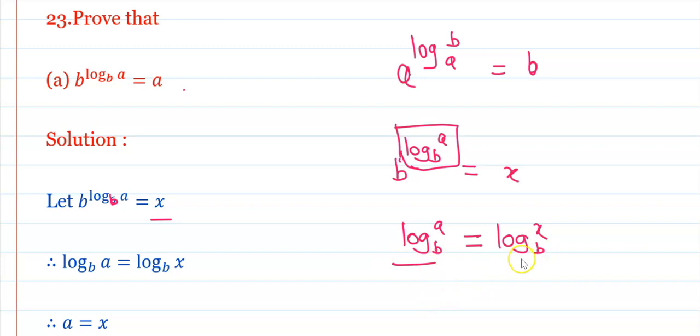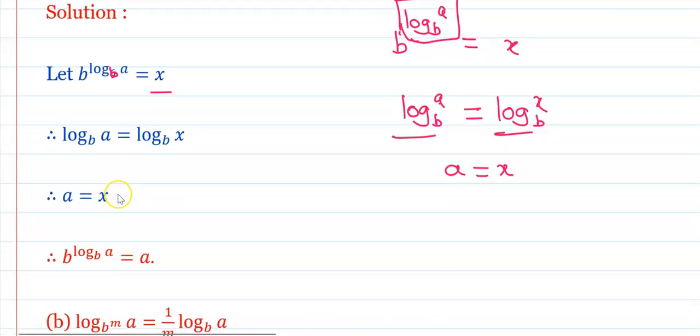आता हे दोन लॉग्स आहेत त्या दोघांचा बेस कसा आहे तर सेम आहे. Then you will get a is equals to x. It means that a is equals to x. Okay. Here a is equals to x. But what is x? X means what? b raised to log of a to the base b. And hence a is equals to b raised to log of a to the base b.